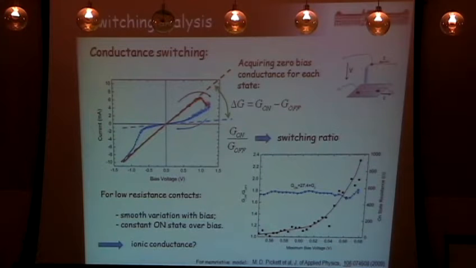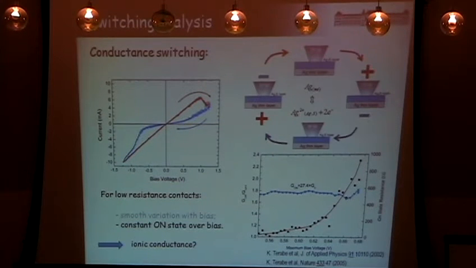What we found is that if we start to tune the maximum bias voltage of the sweeping of the curve, then we will see a smooth variation of the switching ratio, which is visible here, and the corresponding one. And what we also find is that the on state, I mean the higher conductance state, for this case is almost constant over the maximum bias. So this gives us the clue that this is an ionic conductance effect, as was mentioned earlier.